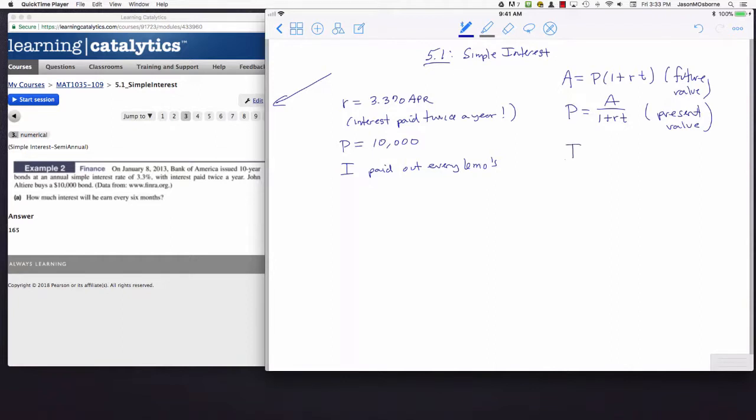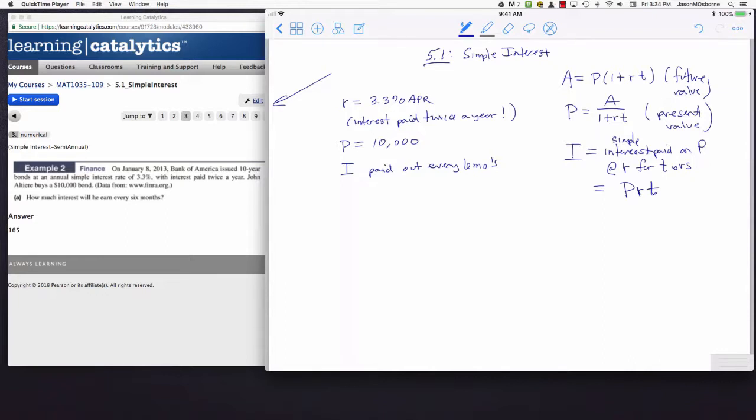There's also a formula for I, the simple interest paid on a principal P at an interest rate R for time T years, and that's given by P times R times T. So we have three formulas in section 5.1, and we need to figure out which one applies in this problem.